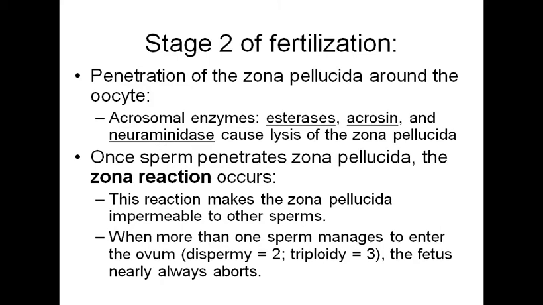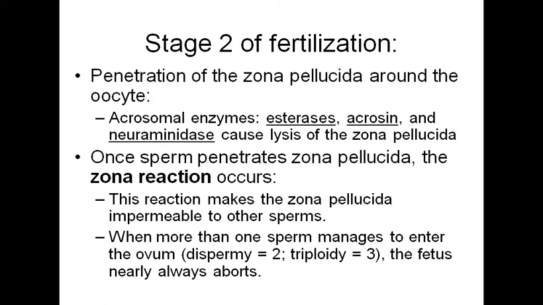When more than one sperm manages to enter the ovum, then the condition occurs known as dispermy और ट्राइप्लॉइडी. अगर दो स्पर्म्स गए हैं दैट इज डायस्पर्मी, तीन स्पर्म्स चले गए तो हो जाएगी ट्राइप्लॉइडी. ये हमारे पास फिर ये एबनॉर्मल जाइगोट बनाएगी. ठीक है. एंड नॉर्मली दीज zygotes they are normally aborted in the first trimester, right? So this was stage 2.